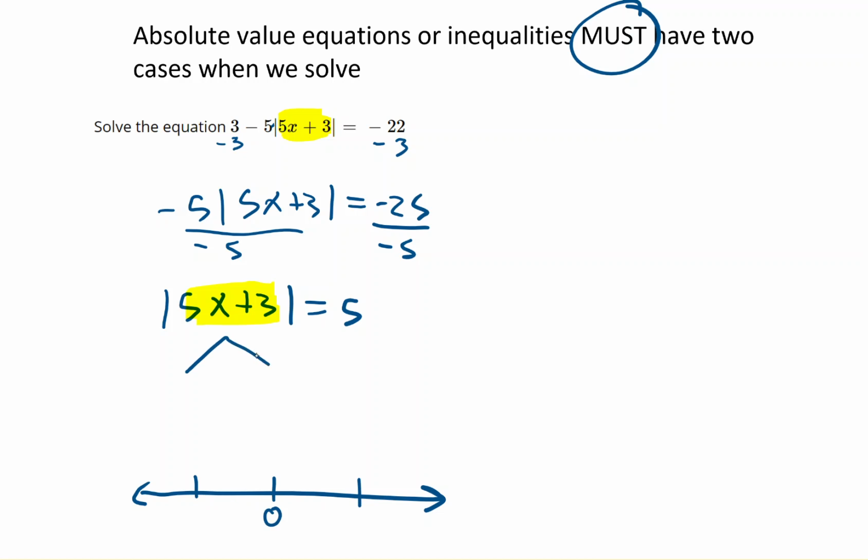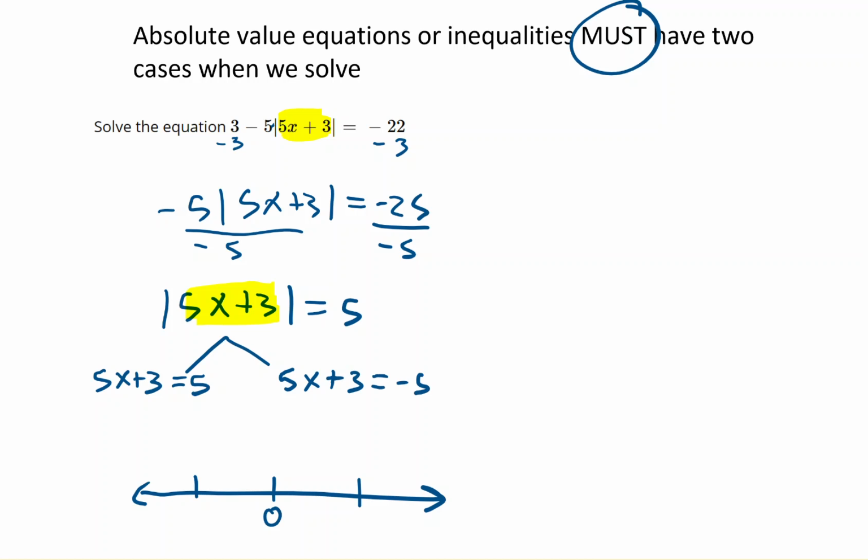So this yellow stuff, I keep calling it the yellow stuff, but the stuff inside the absolute value could actually turn out being equal to 5 because 5 is 5 units away from 0. But also this yellow stuff, the stuff inside the absolute value, could end up being equal to -5 because that's also 5 units away from 0. So I split it into these 2 cases based on the meaning of absolute value.